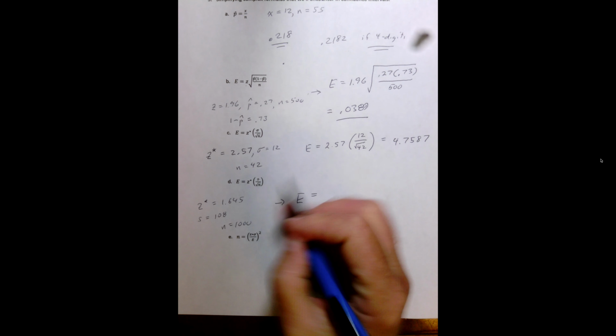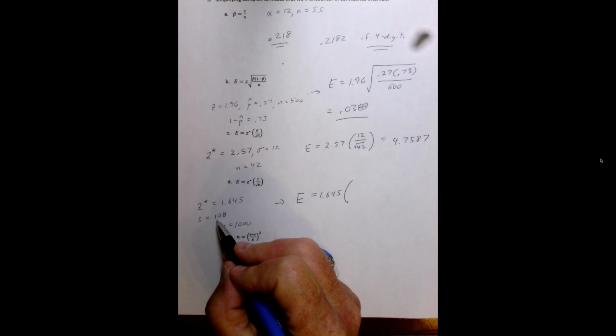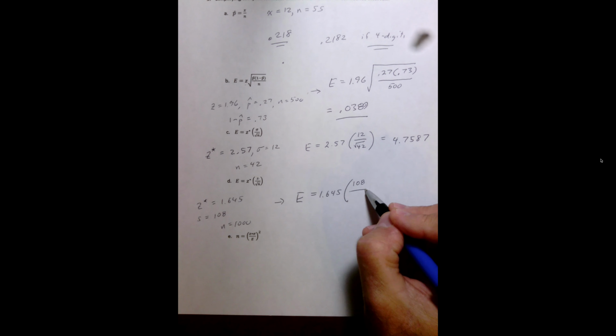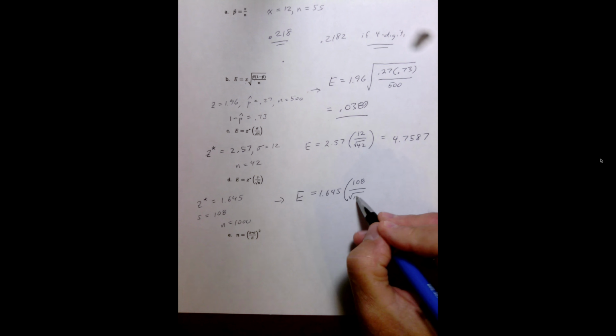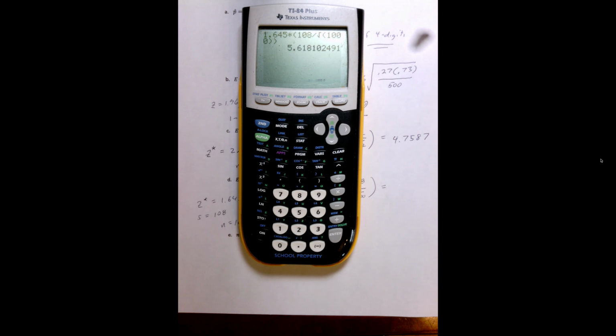Very simple. E is equal to Z star 1.645. Our S is 108. In our N, we need to take the square root of 1,000. So I'm going to put that over here. Put yourself to the test. See if you can get this. So this is what I get. 5.6181.